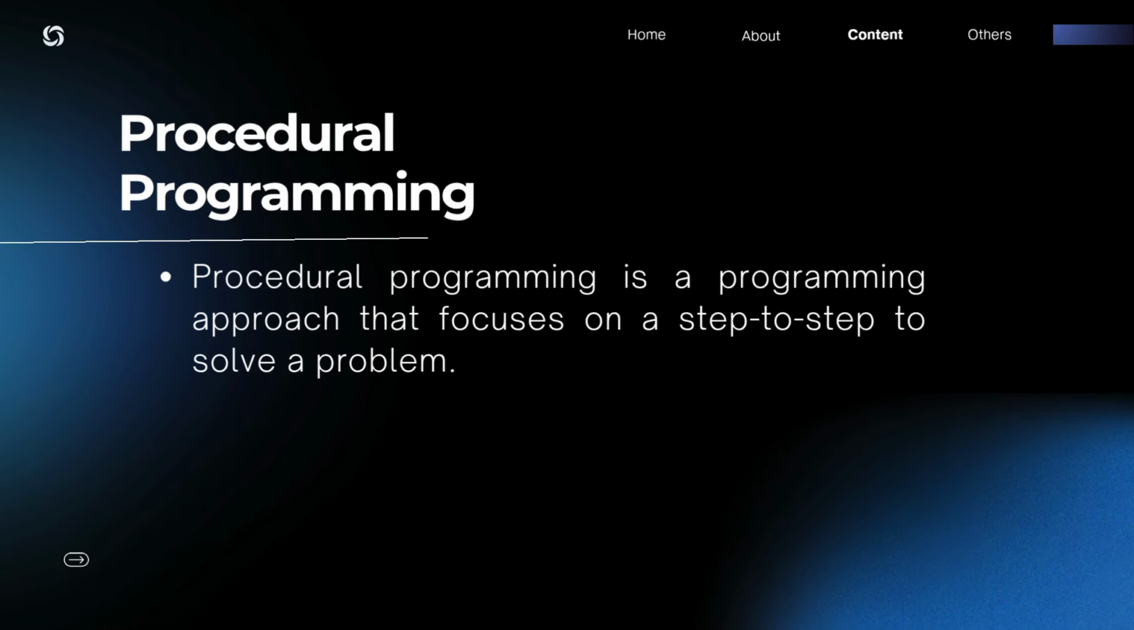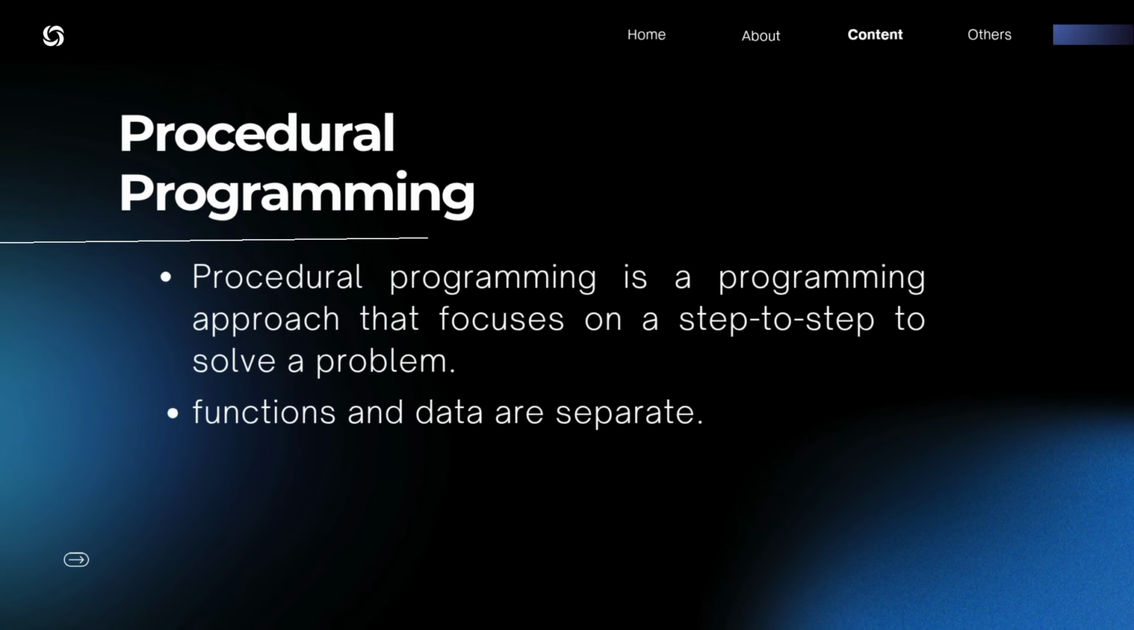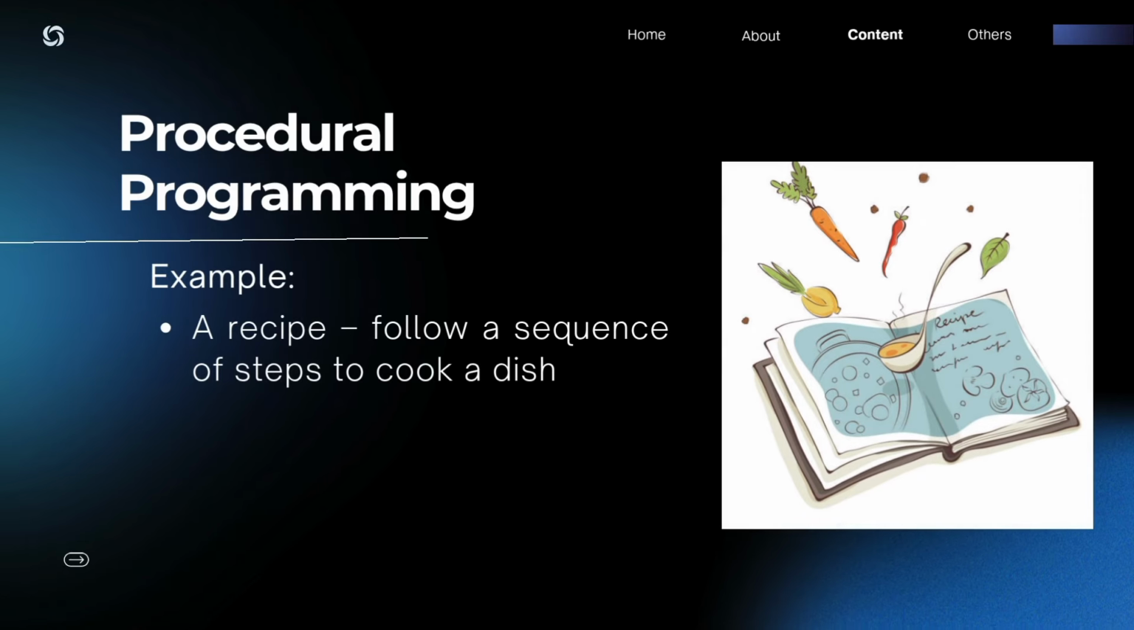Procedural programming is a programming approach that focuses on step-by-step instructions to solve a problem. In procedural programming, functions and data are separate. The code is also reusable through functions. An example of procedural programming is a recipe that follows a sequence of steps to cook a dish.